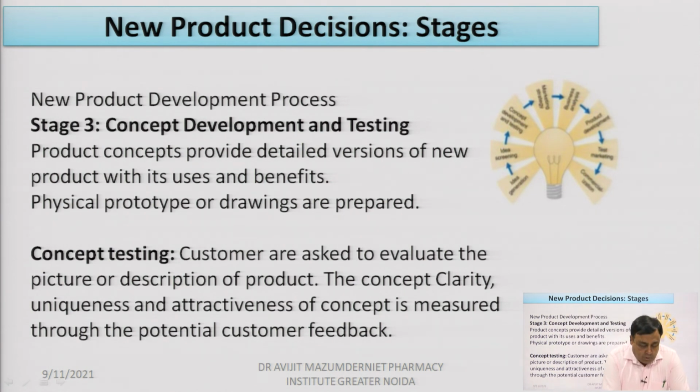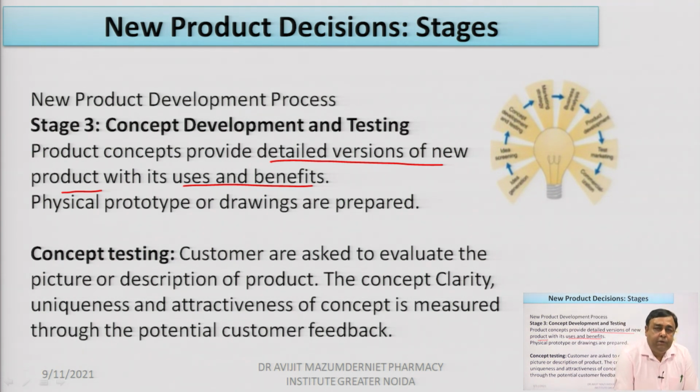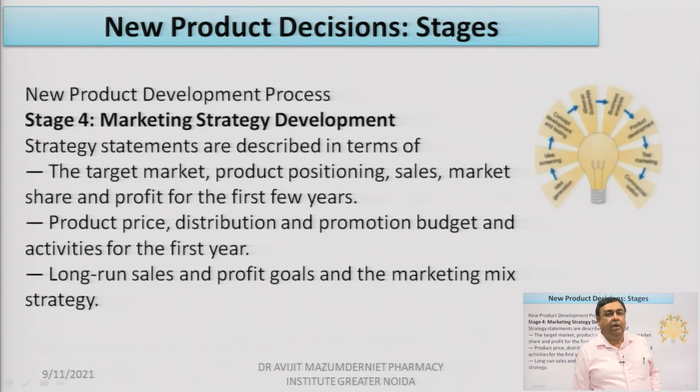Next, concept development and testing. Now, this product concept provides a detailed version of the new product along with its uses and benefits. Physical prototypes or drawings are generally prepared. In concept testing, customers are asked to evaluate the picture or the description of the product. The concept clarity, uniqueness and attractiveness of your concept is measured through potential customer feedback. This is how concept development and testing is generally done.